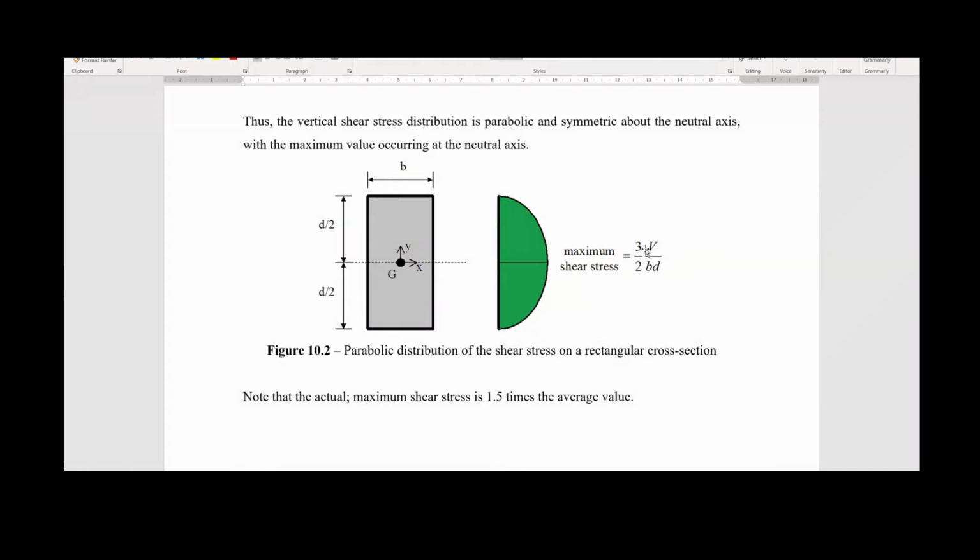Basically, after a derivation, you find that the maximum shear stress at the neutral axis is equal to 1.5 multiplied by the average. So this allows you to run a very quick calculation when, for example, you are in a hurry and you want to have an idea of these maximum shear stresses. You can just apply that the actual maximum shear stress is 50% more than the average shear stress, which is basically the shear force divided by the area of the cross section.